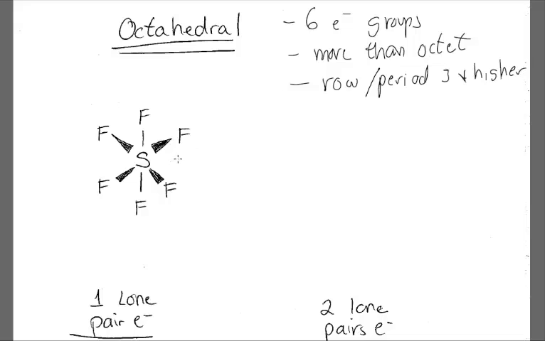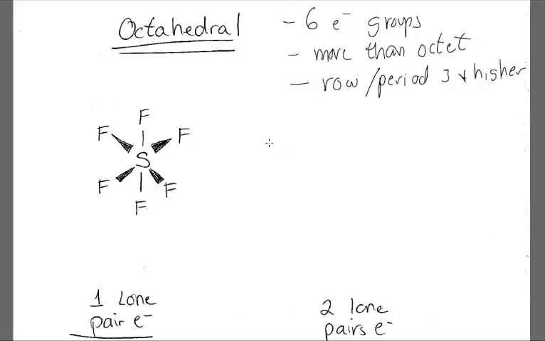So sulfur is in period 3, so it will do this. We can draw it so that we have 6 fluorines. This is sulfur hexafluoride. 1 goes up, 1 goes down, and 4 in a plane where these 2 come out at you, and these 2 are going back into the page.